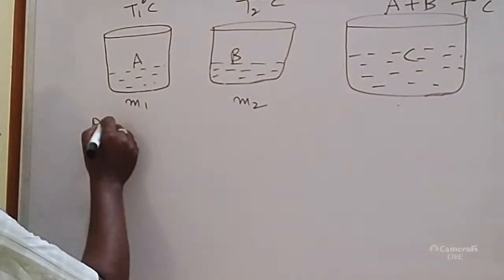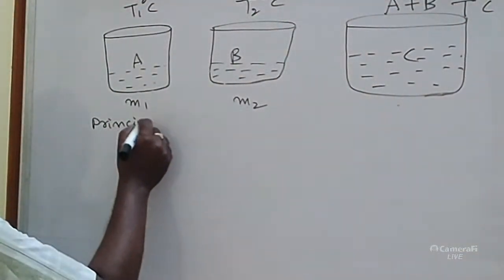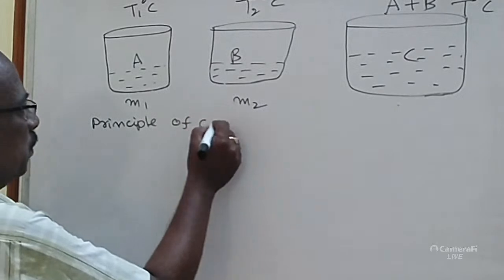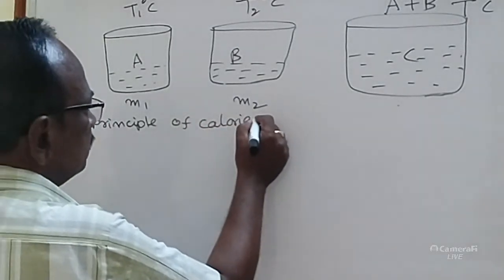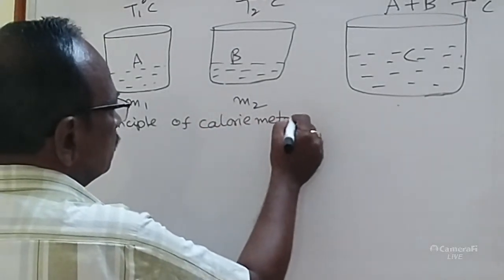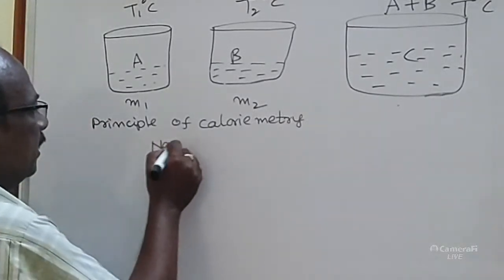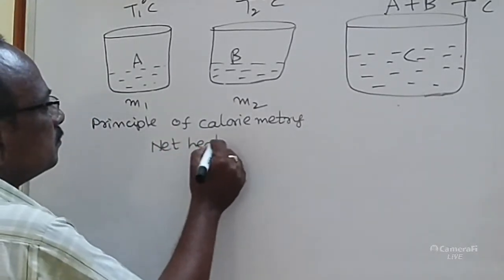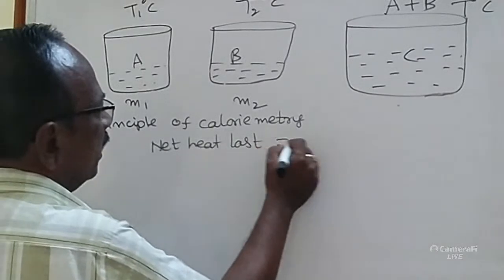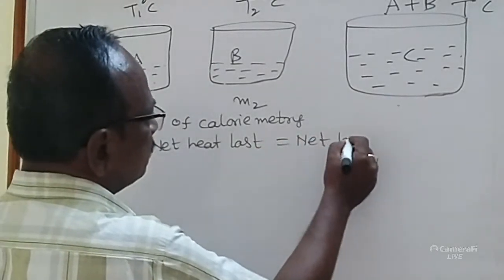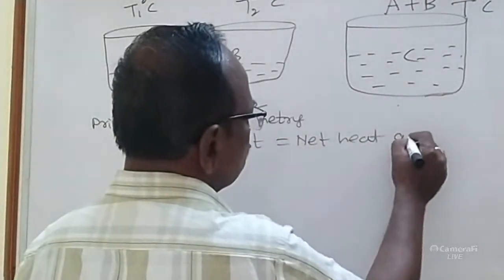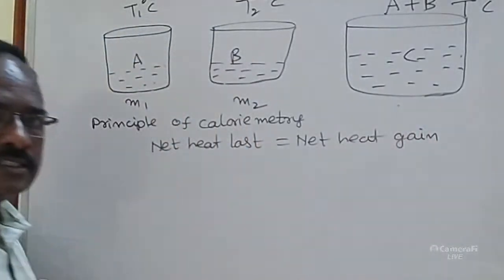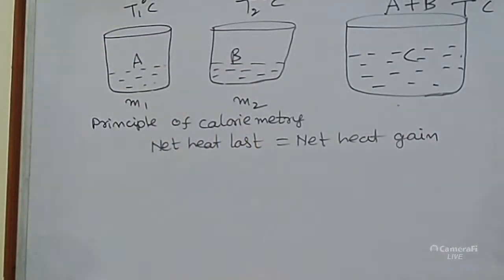So what is the principle of calorimetry? Net heat loss equals net heat gain. So this one is the principle of calorimetry: net heat loss equals net heat gain.